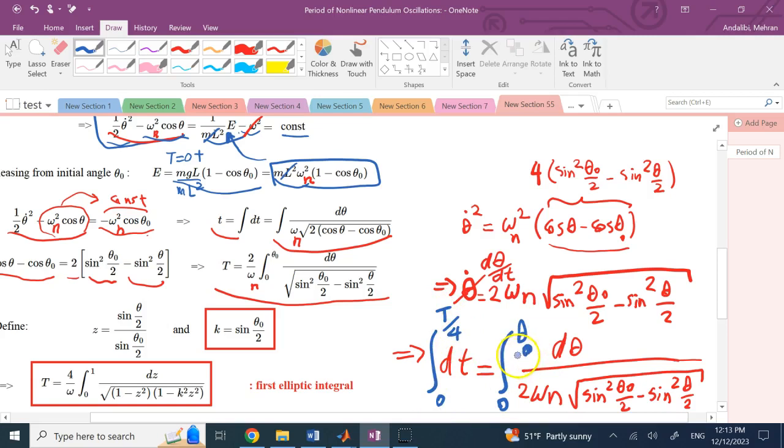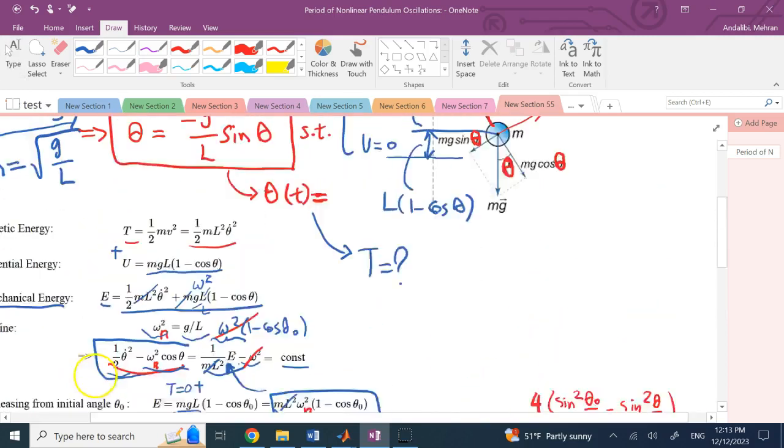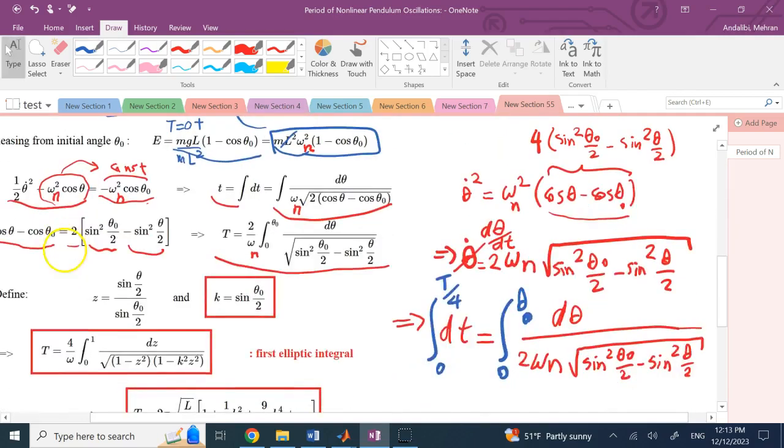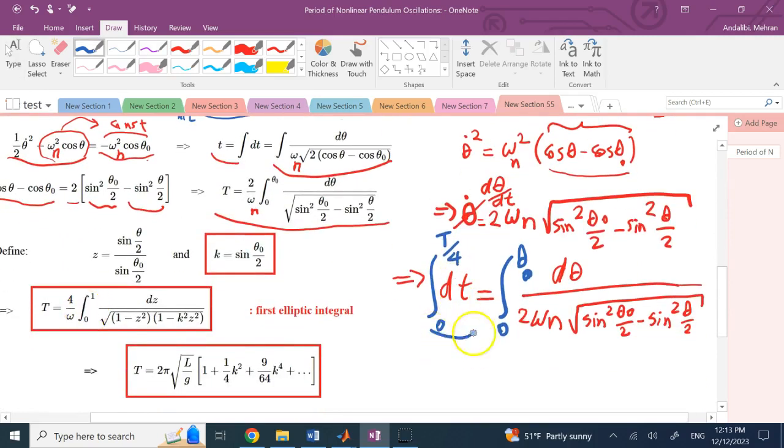Because when you go from 0 to theta naught or theta naught to 0, all you do is 1/4 of the oscillation. The other quarter you go up, then you go back here, then you go back to where you started. So that's really 1/4 of the period. And so now this side is simply going to be t over 4.